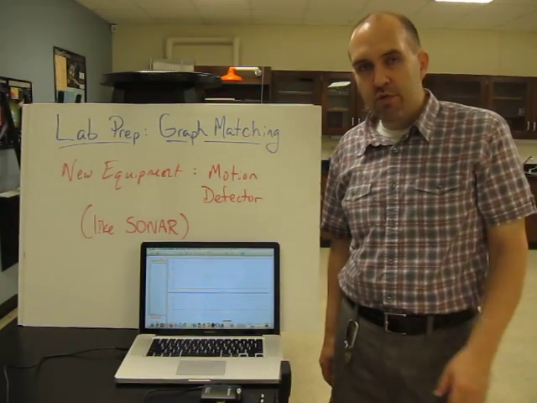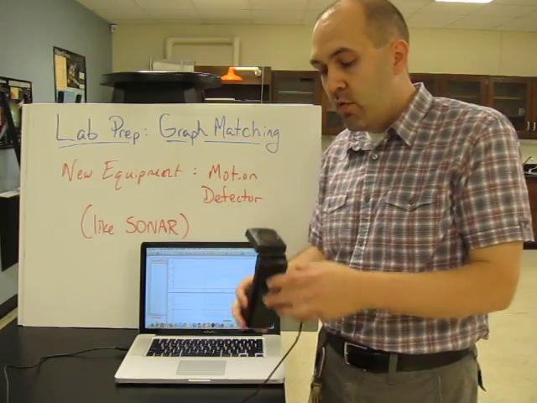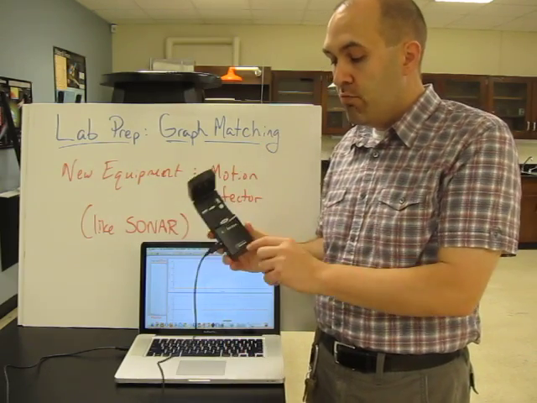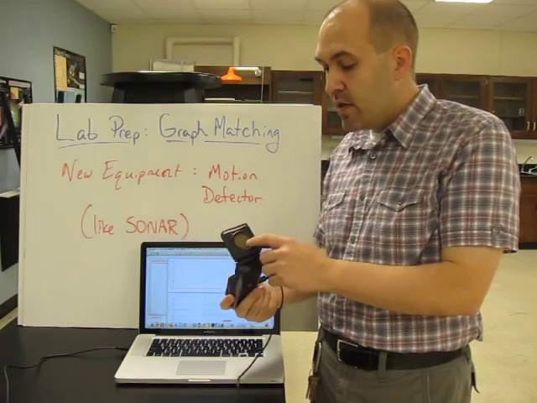Hi, this is some laboratory prep for our next lab, which is on graph matching. We're going to be using a new piece of equipment. This is called a Go Motion from Vernier Software and Technology. It's a motion detector, and it works a lot like sonar.